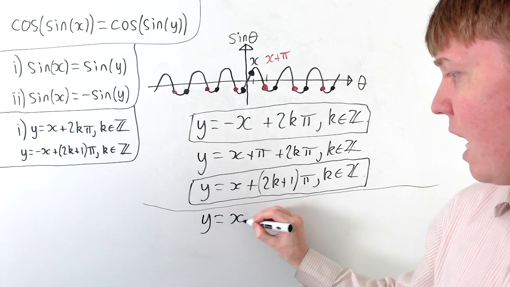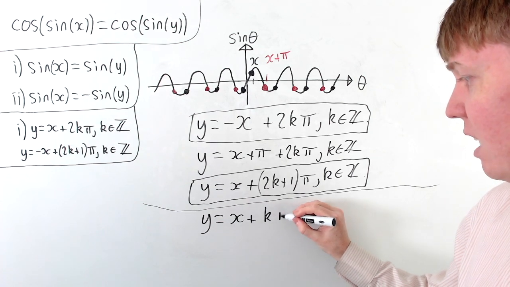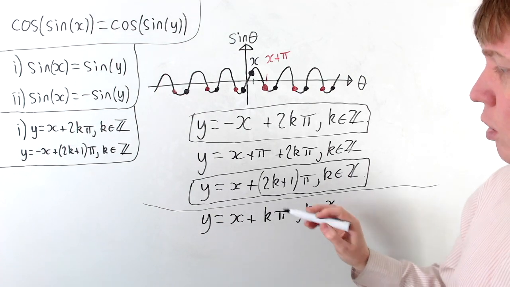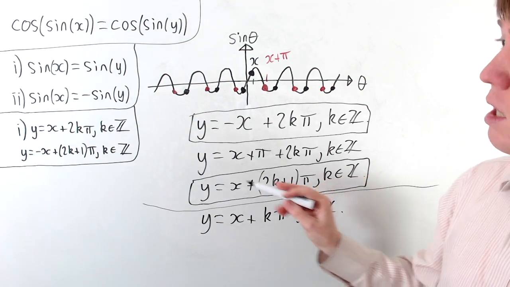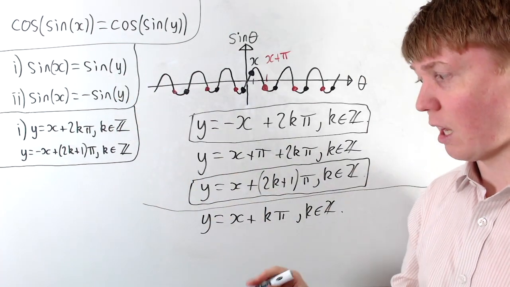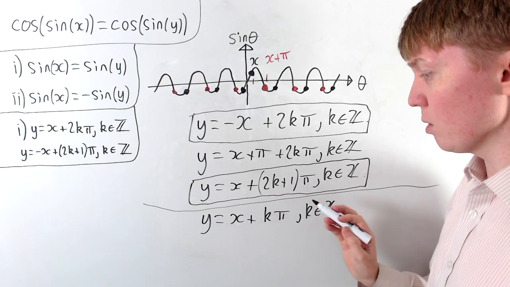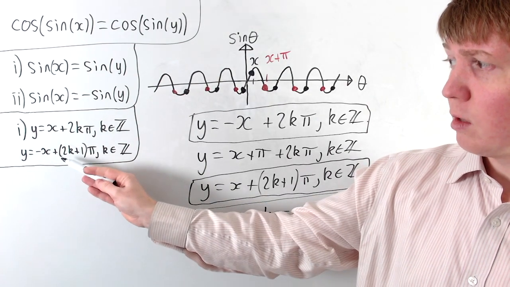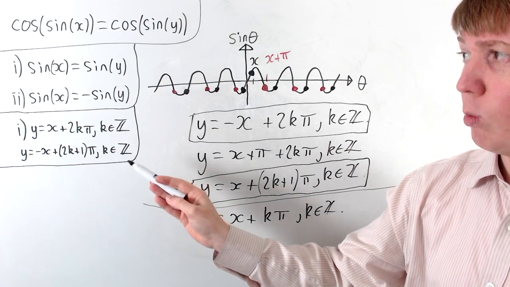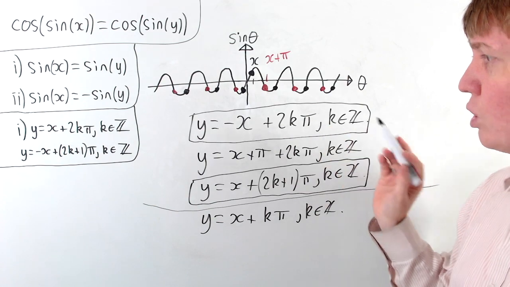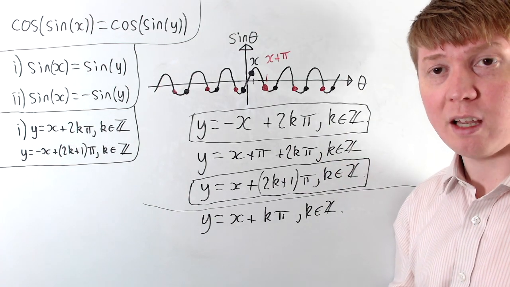We've got y equals x plus any multiple of pi, where k is any integer, because all of the odd multiples satisfy our second case, and all of the even multiples satisfy our first case. So just x plus any multiple of pi would work. And similarly, y equals negative x plus an odd multiple of pi worked in our first case, and here y equals negative x plus an even multiple of pi works for our second case.